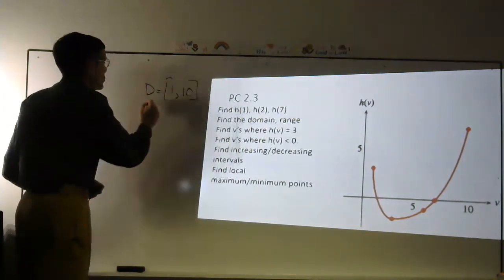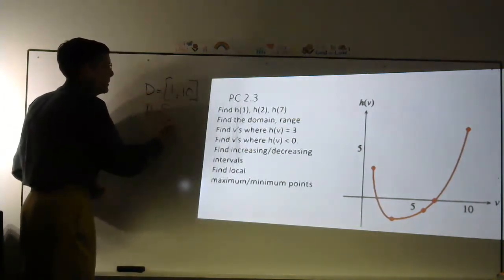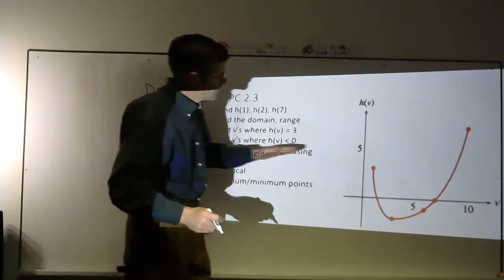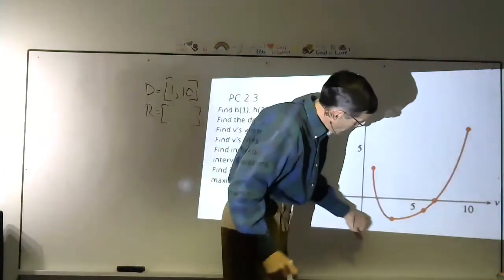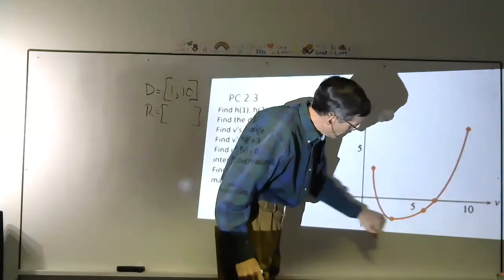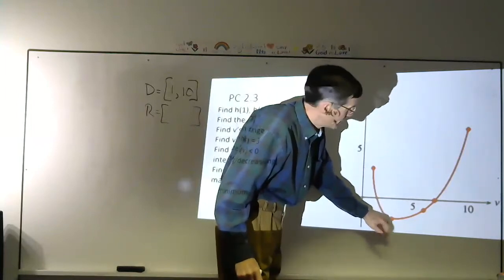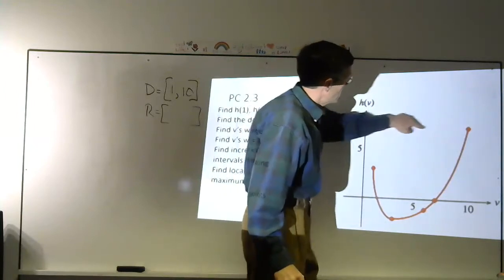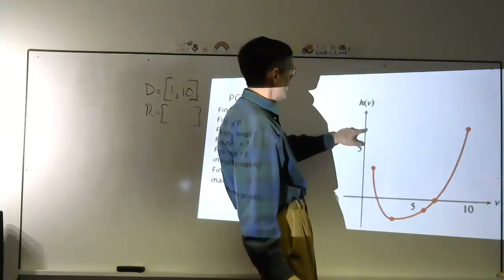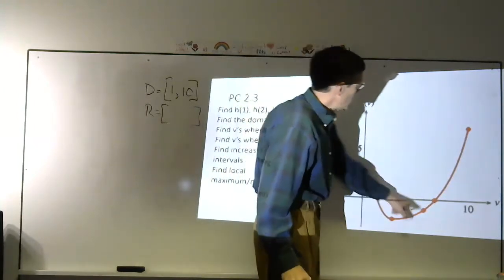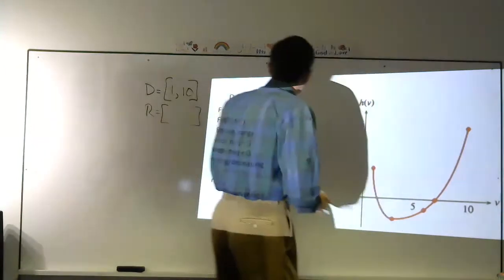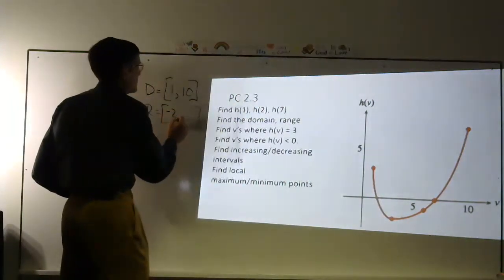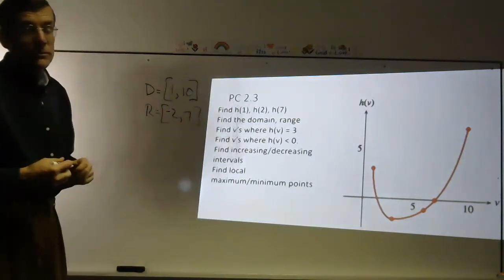How about the range? This is where you look sideways. The first y value I see here is at -2. Then there's all kinds of y values used here until it gets up to here, and that is 6, 7. So from -2 up to 7 is the range. Yeah?